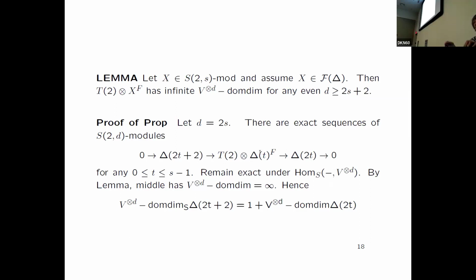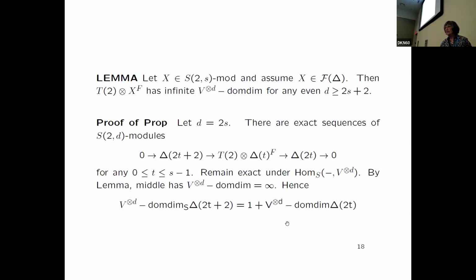So if you've got a sequence with a projective in the middle, then the n terms it goes down, and here it's the same. And so you just have to convince yourself it's exact under the Hom functor, and the middle has infinite dominant dimension, and then it goes down by, well, basically down by 1. So this tells you that the dominant dimension of the left-hand side is 1 more than the dominant dimension of the right-hand side, and you take induction and you end up with 0. And so this would prove the proposition.